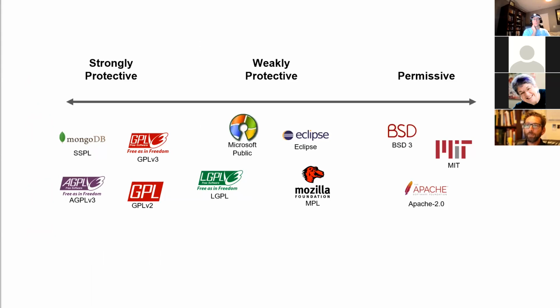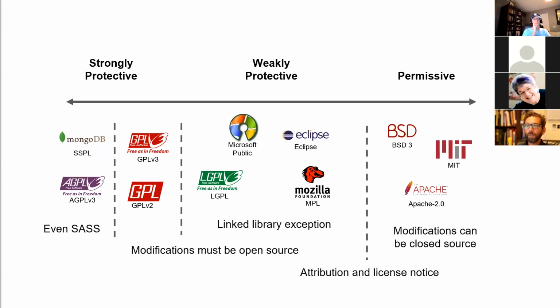So returning to that spectrum of open source licenses, we can broadly summarize the different types of open source licenses. In general, all licenses require attribution and a license notice. On the right side of the spectrum are the permissive licenses. These are the licenses that take a hands-off approach and allow code modifications to be proprietary and closed source. There's no reciprocal license required.